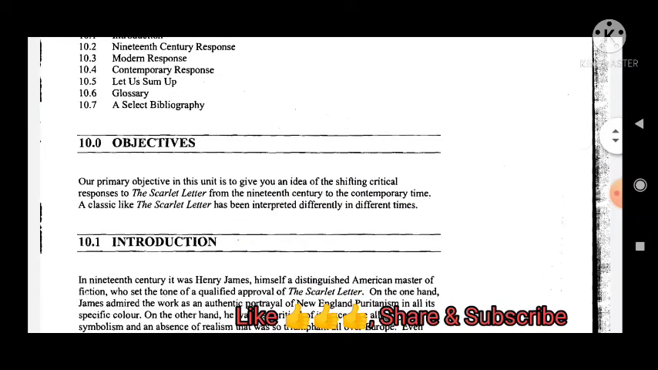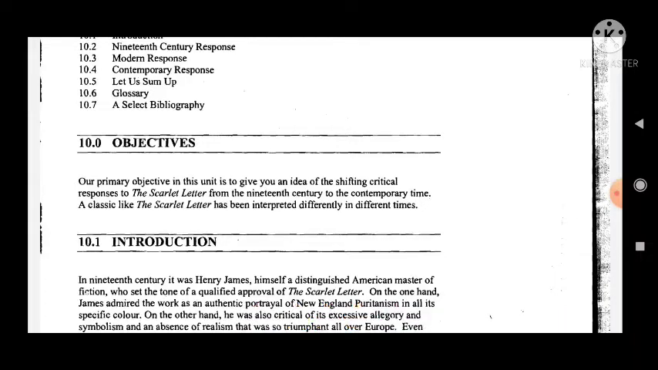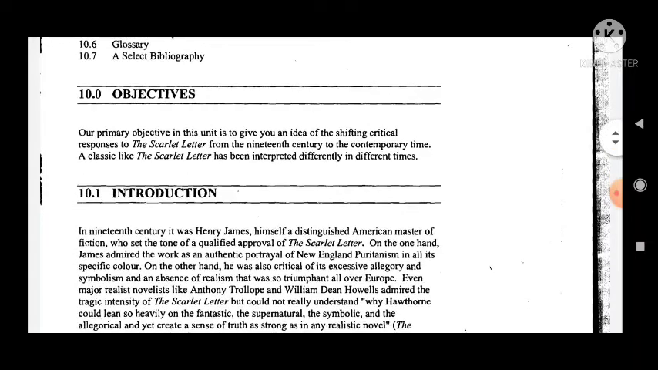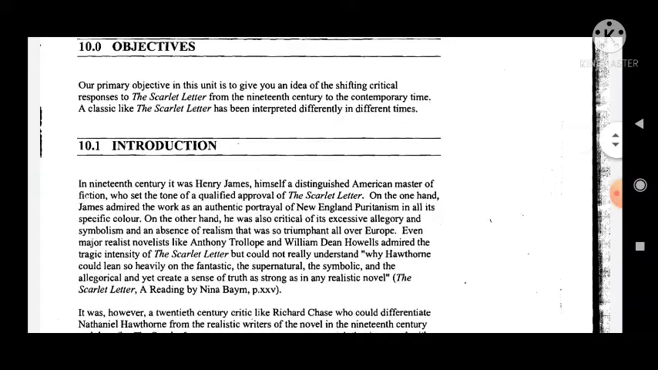So what are the objectives? As I told earlier in my units, every unit has its own objectives. Our primary objective in this unit is to give you an idea of the shifting critical responses to The Scarlet Letter from the 19th century to the contemporary time. A classic like The Scarlet Letter has been interpreted differently in different times.